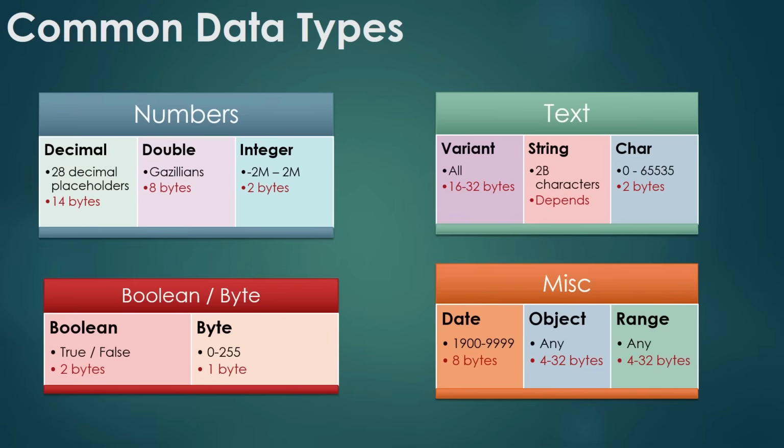And then we have a group of miscellaneous data types. Here we have the date data type that we just saw an example of a moment ago. We have object data types that can hold things like charts. And then we have the range data type, which you may have seen in an example earlier, which actually remembers ranges of cells in your workbook.